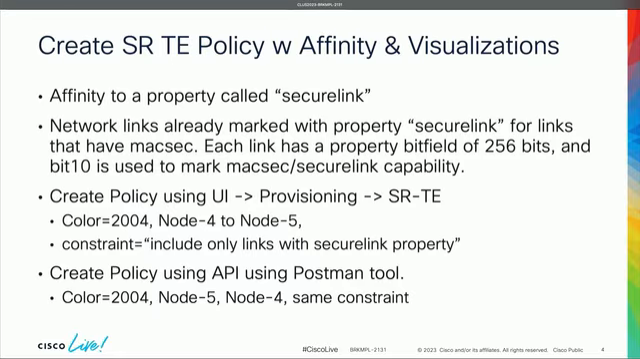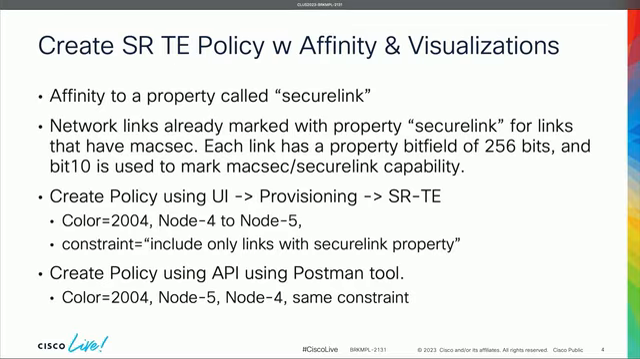In TE technology, there's something called TE attributes for every link, and it's a bit field of 256 bits. Each bit means something to you. You can configure that bit 10 means this link has MACsec, right? And that's what I did. And then when you create a constraint, you can say pick only the links that have bit 10 set, right? So let's see how that actually works. So let's let it run.